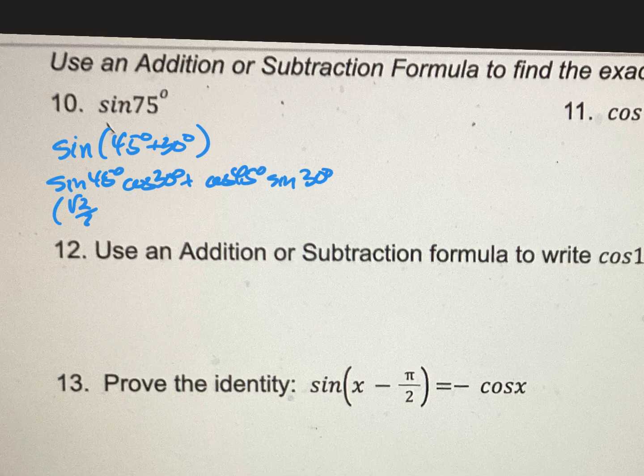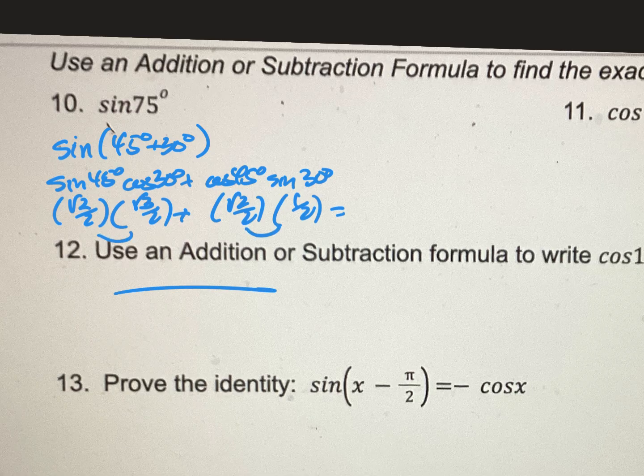Sine 45 is square root of 2 over 2. Cosine 30 is square root of 3 over 2. Cosine 45 is square root of 2 over 2. Sine 30 is a half, which gives me, if you look at all those numbers right there, that denominator is 4, that denominator is 4. So let's make it all 4. These two, if I multiply those, I get square root of 6. These two, if I multiply those, I get square root of 2. There's your final answer for number 10.